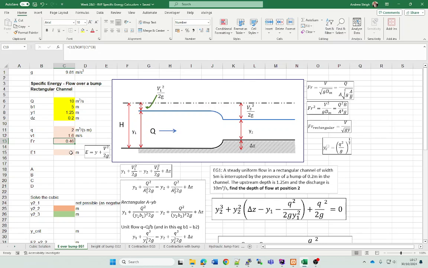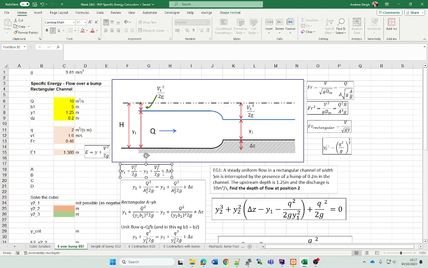Subcritical flow, we can calculate the energy. This is the energy upstream before it goes over the bump, is equal to the depth plus v squared over 2 divided by g. 1.380 meters. Now the energy is not going to be lost, it's going to be conserved, so it's balancing energy in this equation that we're going to solve.